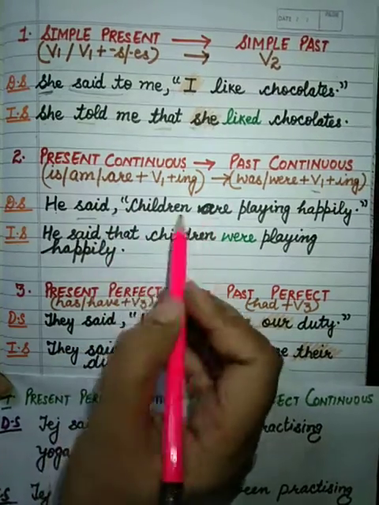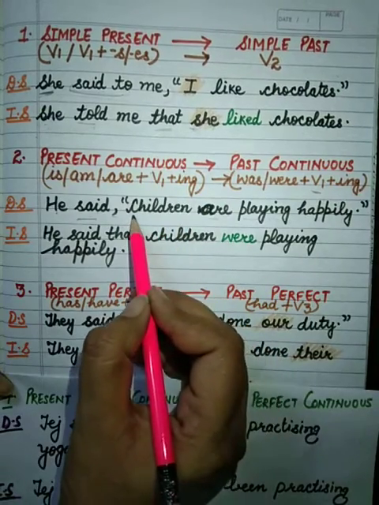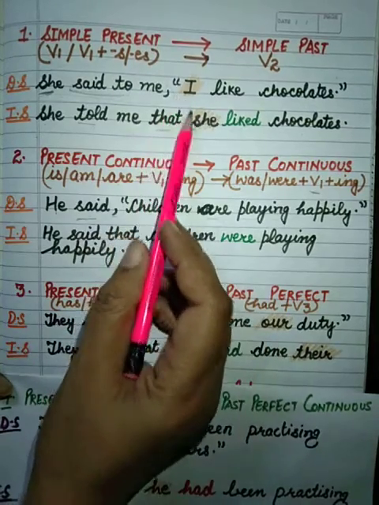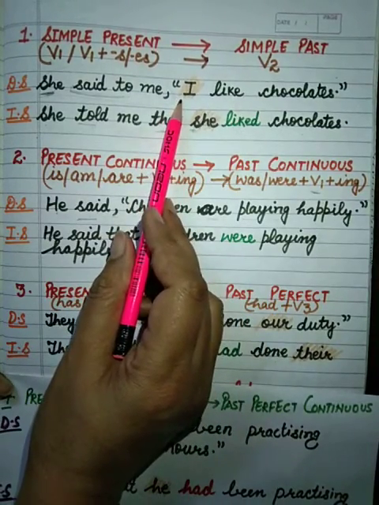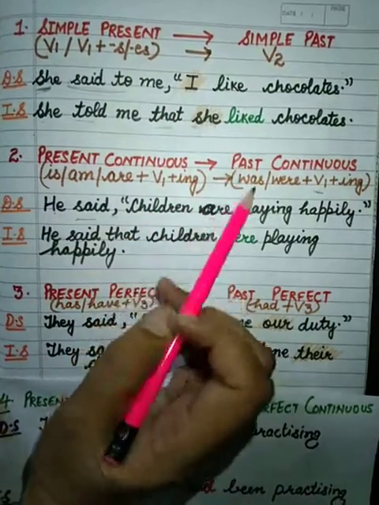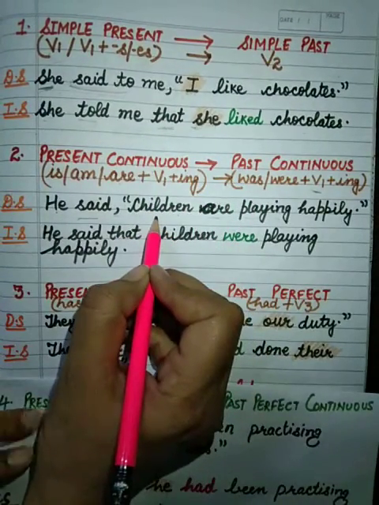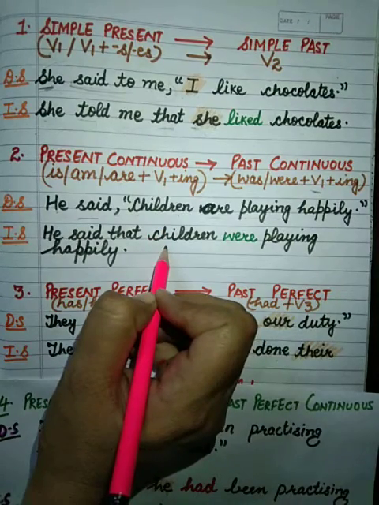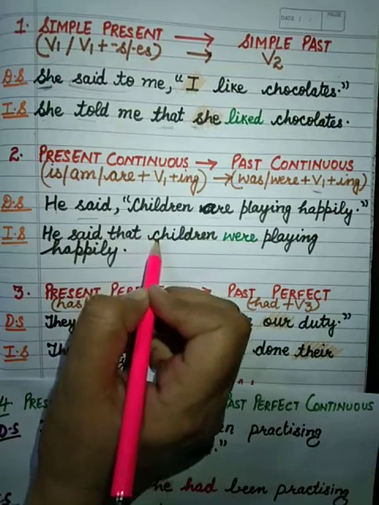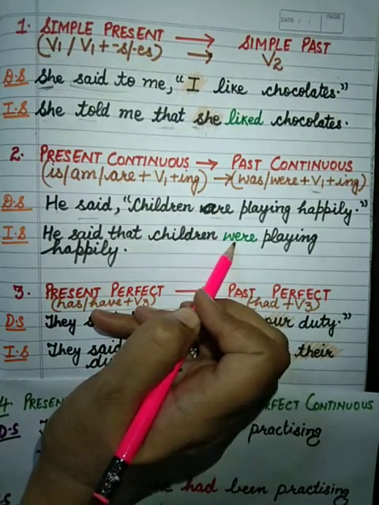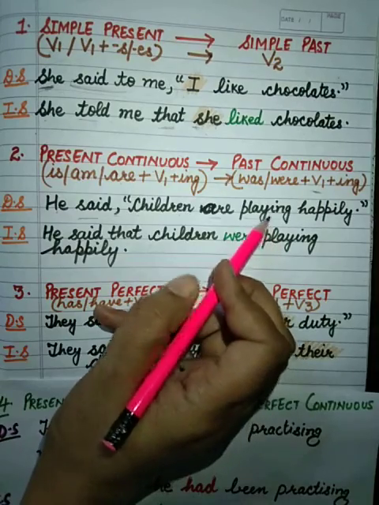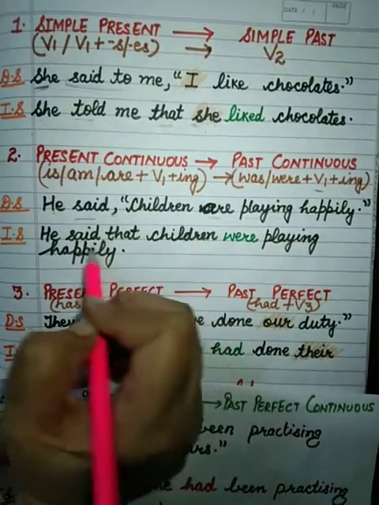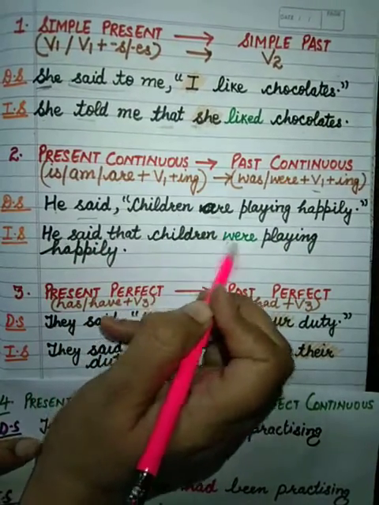He said that children, you are not supposed to change the nouns. You have to change only the pronouns or their adjectives. Okay. So, sorry. Children here is a noun. You are not supposed to change the nouns. It will not change. You will not use any pronoun for children. Children are changes to were. Playing will remain same because here also it's continuous and continuous. Happily. He said that children were playing happily.